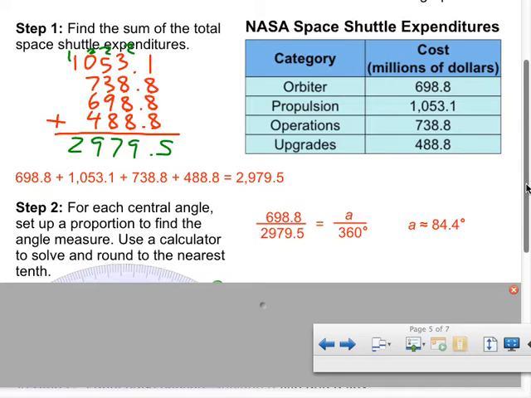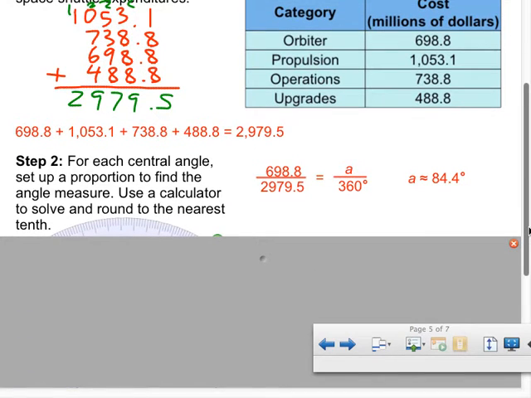do you guys see why I have A over 360? Because I'm trying to figure out what degree of the whole, which is 360 degrees, does that wedge, what's that central angle going to be for that wedge? Ben? Yes, go ahead. I'm not worried about you guys doing this right now. You guys know how to solve a proportion with the cross products. Do you guys remember that? Okay. So the central angle is going to be approximately 84.4 degrees.